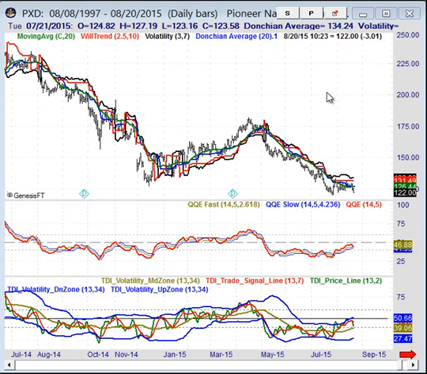Now, when I join you next week, or when you join me next week, we'll be looking at another discipline, and that's going to be Japanese candlestick analysis, the 4th component of what I consider to be a high probability trade setup.